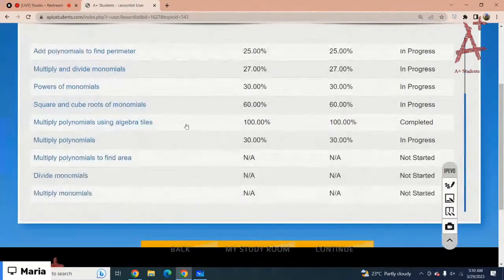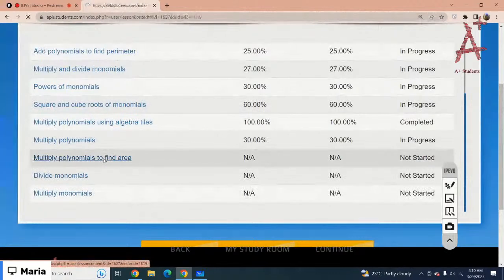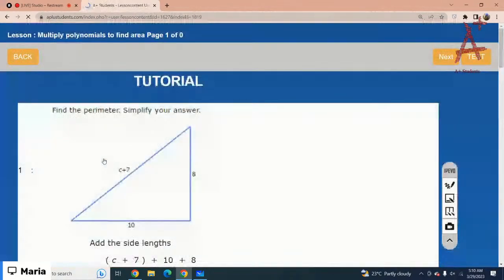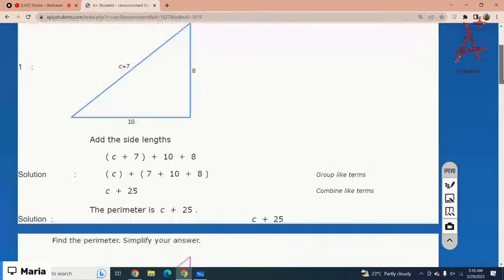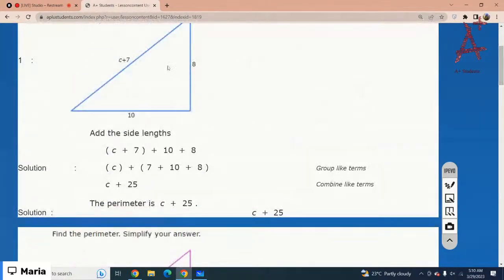The next lesson is multiply polynomials to find area. Find the perimeter. So we have to find the perimeter. We know that the perimeter is the sum of all the side lengths. Got it? So you are given the side lengths. They are 8, c plus 7 and 12. Just add them. Collect the like terms. 7, 12 and 8 are the like terms. Just add them. It makes 25. So the correct option is c plus 25. Got it?